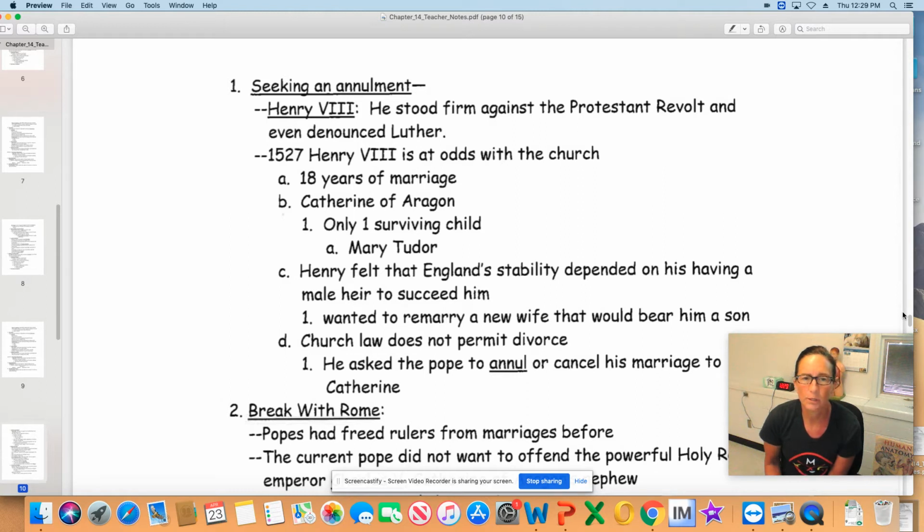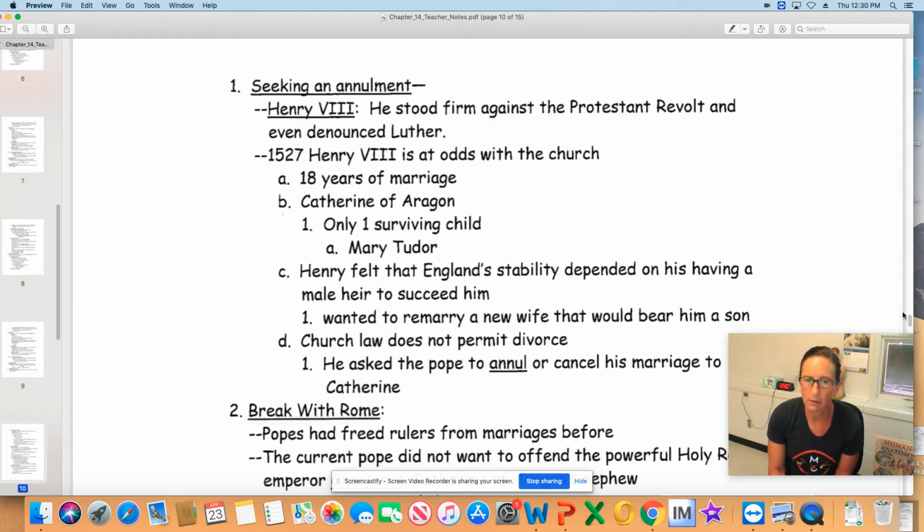In 1527, go back, remember 1517 is when the 95 Thesis was posted on the Wittenberg Church. This is 1527, 10 years later. Henry VIII, so he's after Luther, he's supporting the Catholic Church. Things are going to change, though. In 1527, Henry VIII is at odds with the church. He's married to a woman by the name of Catherine of Aragon. He's been married to her for 18 years.